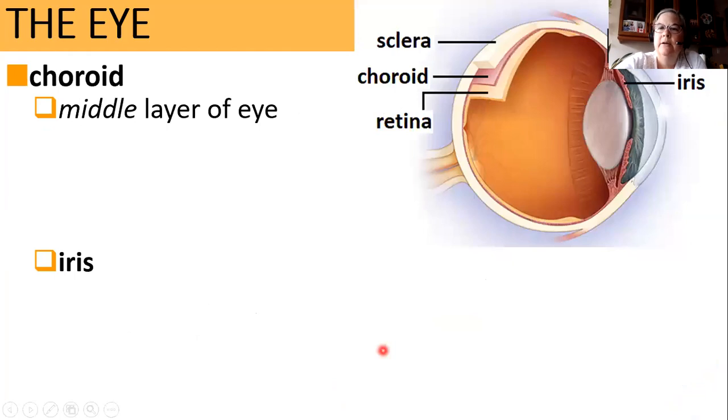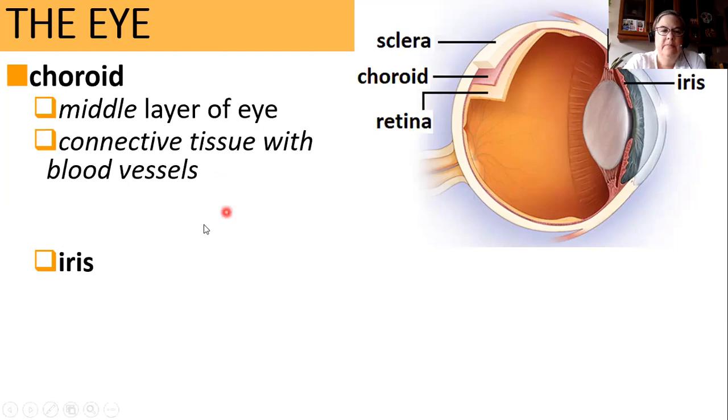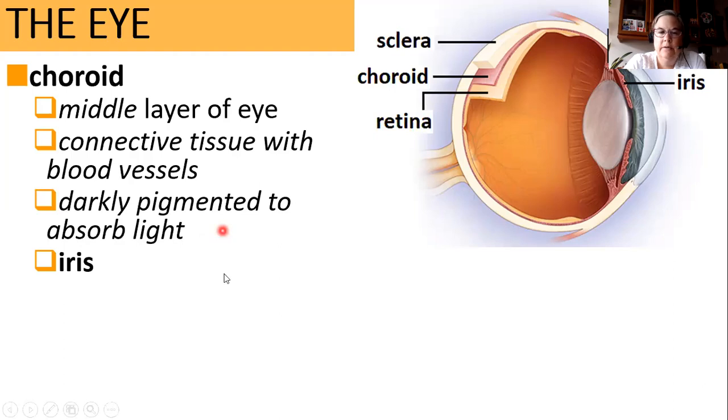The choroid is the middle layer of our eye. So we have the sclera, and then behind that is the choroid. And what's neat with eye dissections is you can actually peel these layers back and see an individual layer. So the middle layer of the eye is the choroid. This is the part that's got the blood vessels in it. It's darkly pigmented, so it can absorb light.